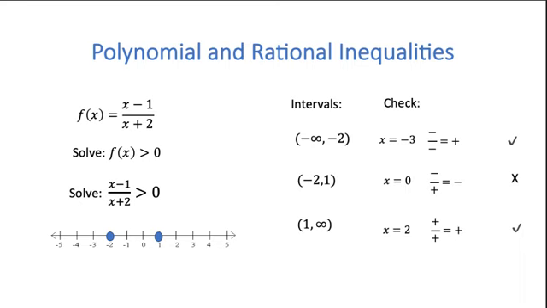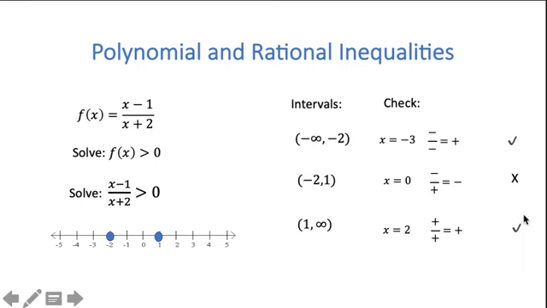You should have noticed a little pattern here. When you're checking these intervals, as long as you list them in order from left to right, 99.5% of the time, when you do your check, they're going to alternate.